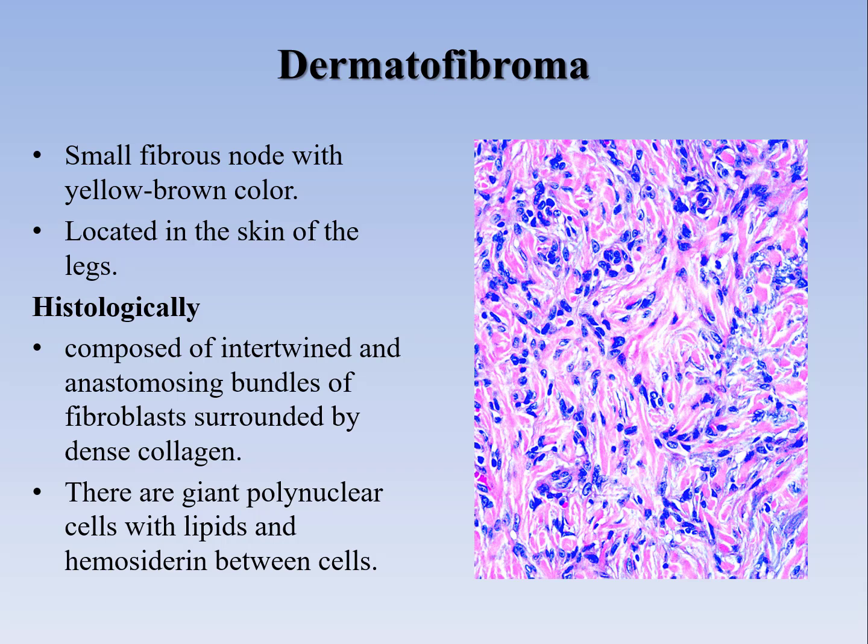Dermatofibroma, or benign histiocytoma. It's a small fibrous node with yellow-brown color. It's located on the skin of the legs, more often near the elevated bony areas, I mean near the joints very often. Histologically, it's composed of intertwined and anastomosing bundles of fibroblasts surrounded by dense collagen. There are giant polynuclear cells with lipids and hemosiderin present between the cells.